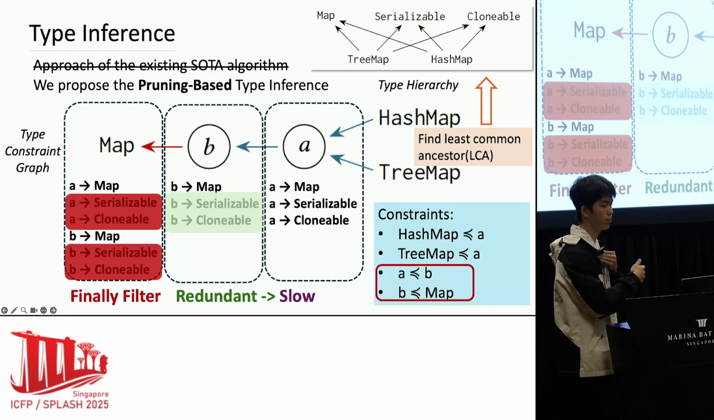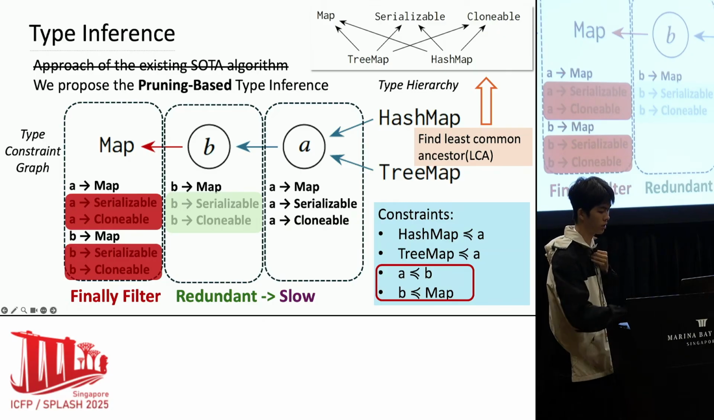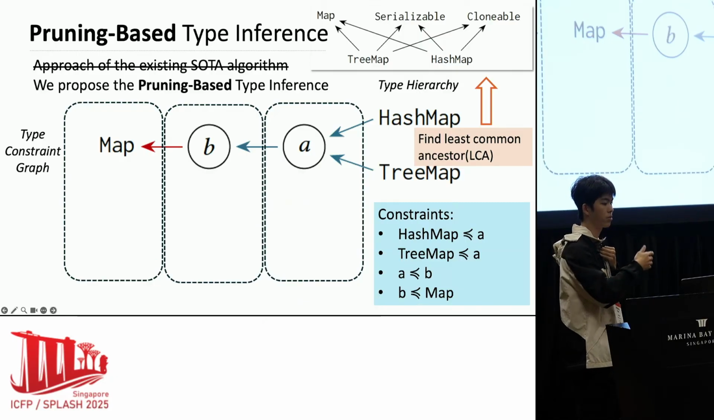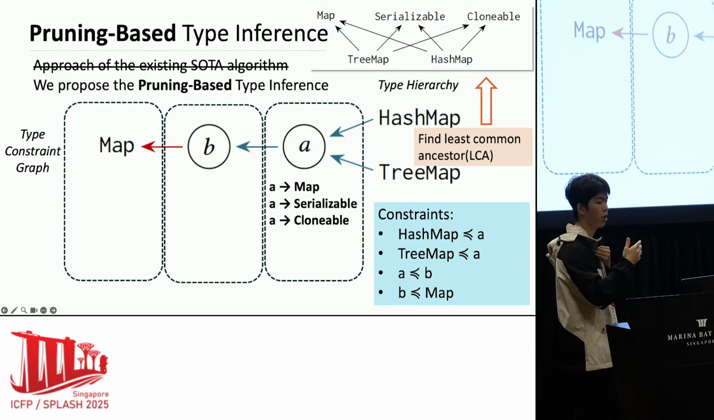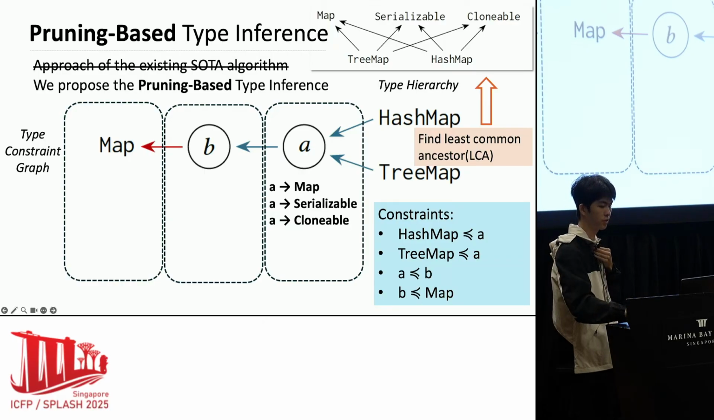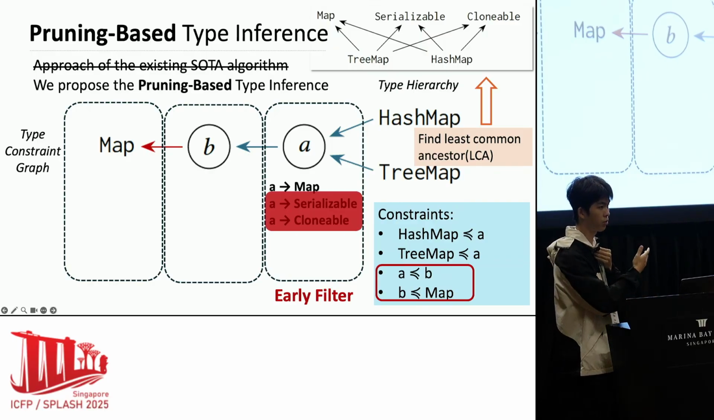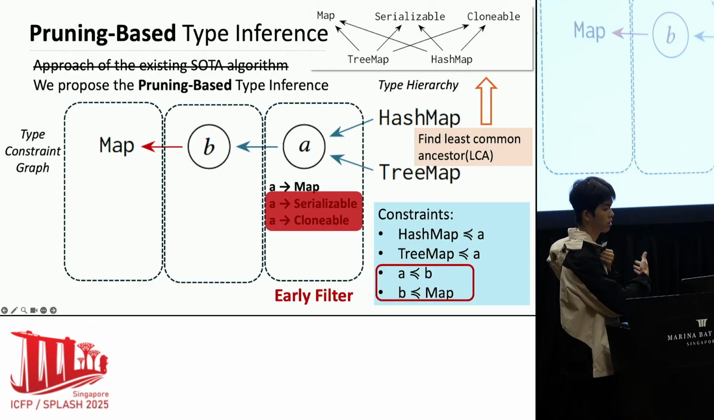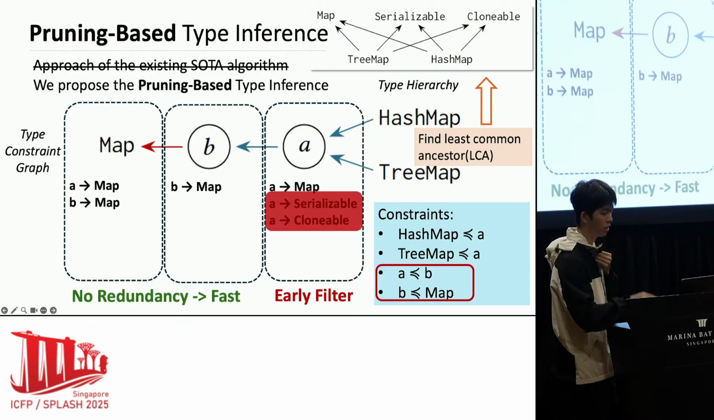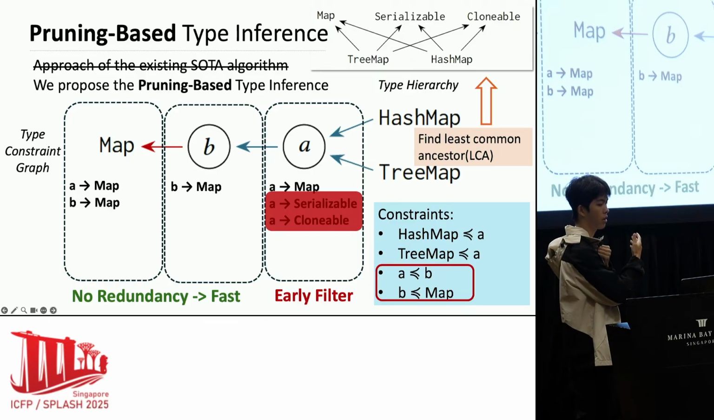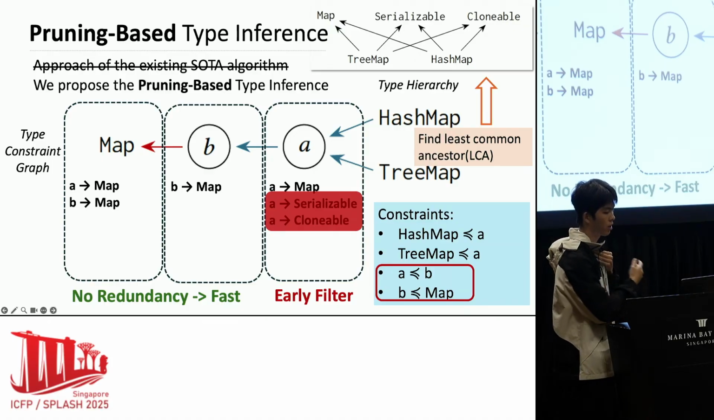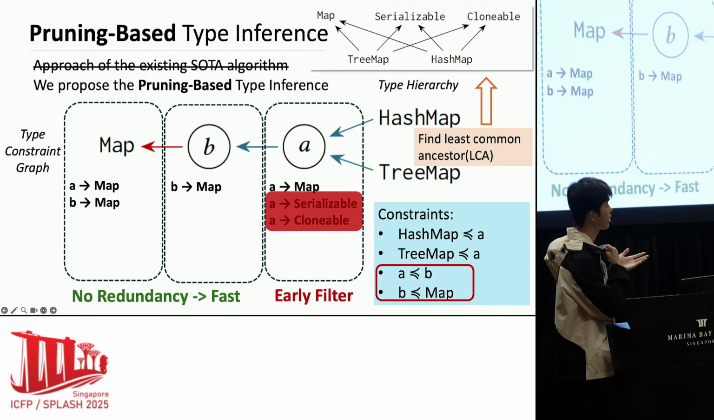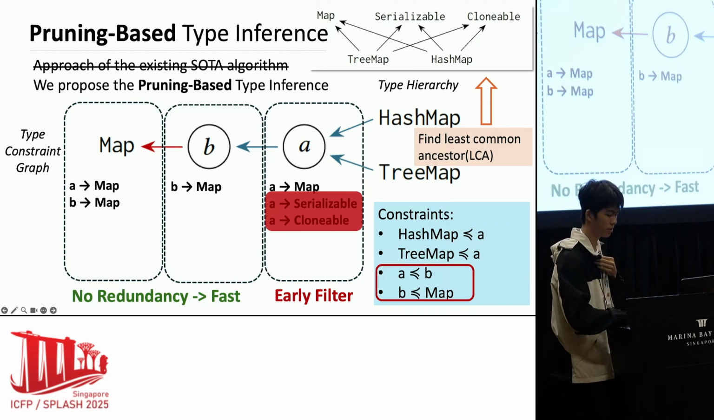For this problem, we propose our second approach, pruning-based type inference. So what's different from the SootUp algorithm? When we handle variable A to get its results, we use the constraints to filter the results early. And during the traversal, we don't have many redundant elements, which reduces the redundant computation. It makes our approach faster than the SootUp algorithm.